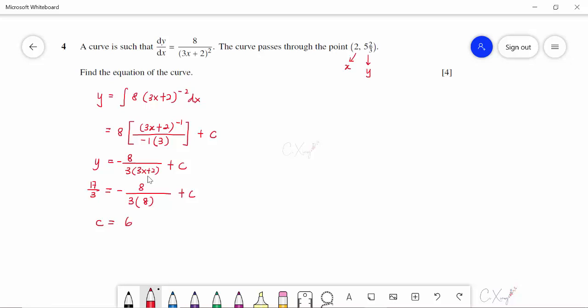To show the final answer, they are asking for the equation of the curve. Therefore, I will rewrite it again in a proper equation form. That means I have 8 over 3, (3x plus 2), plus 6. So this is how we get the equation for the curve.